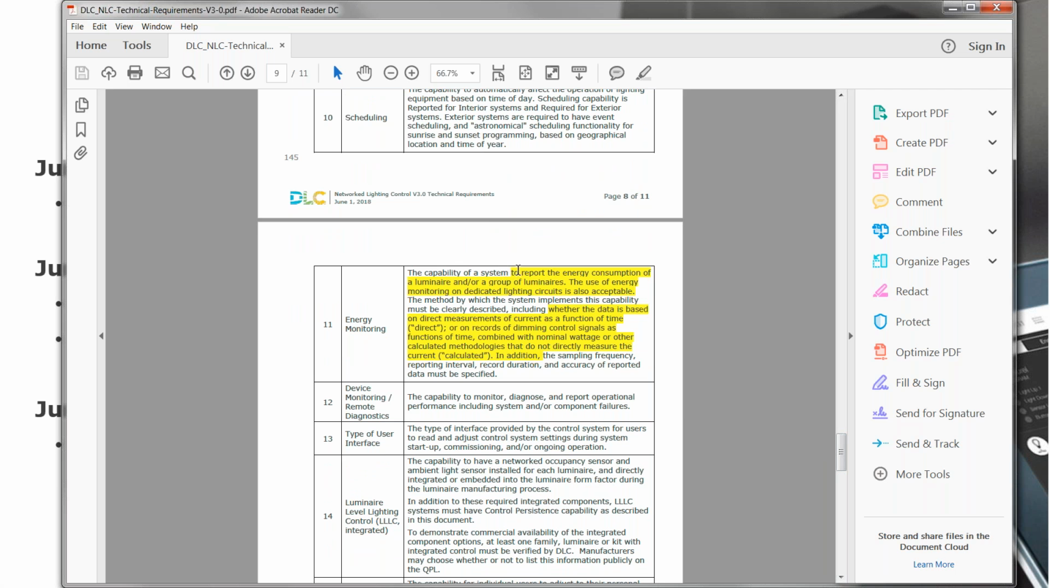Energy monitoring: the capability of a system to report the energy consumption of a luminaire and/or a group of luminaires. The use of energy monitoring on dedicated lighting circuits is also acceptable. So to go back to David's question, no, each luminaire does not need its own meter, since energy monitoring on dedicated lighting circuits is also acceptable. And also that inferred values such as basic lookup tables would be allowable in this phase, as well as direct metering and sampling. Is that correct?